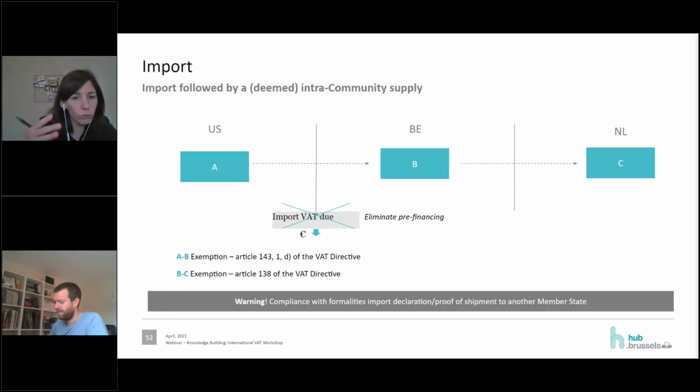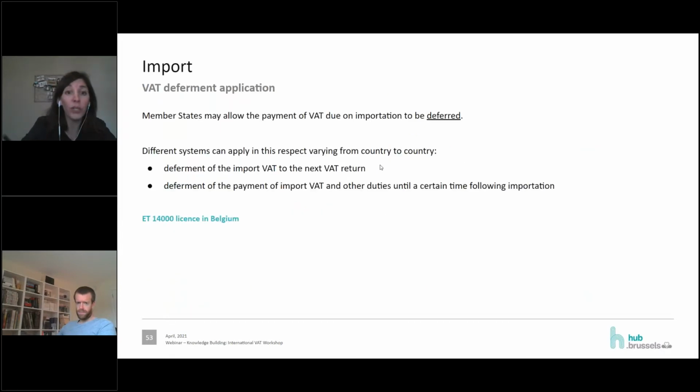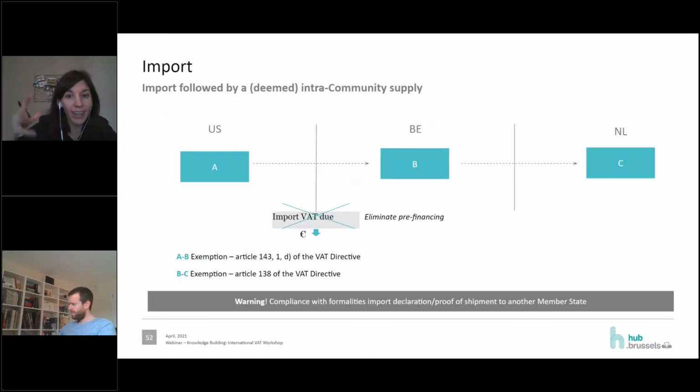A couple of now two or three interesting schemes. I will not be deep diving into this, but a couple of interesting schemes linked to import which can have a positive impact on your cash flow position. There's a specific exemption in the VAT legislation, meaning that you do not have to pay import VAT when you import goods and you simultaneously exempt this intracommunity supply. So you import goods in Belgium, followed directly by an intracommunity supply to, in our case, the Netherlands.